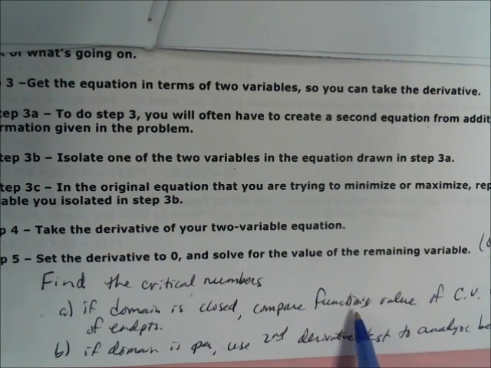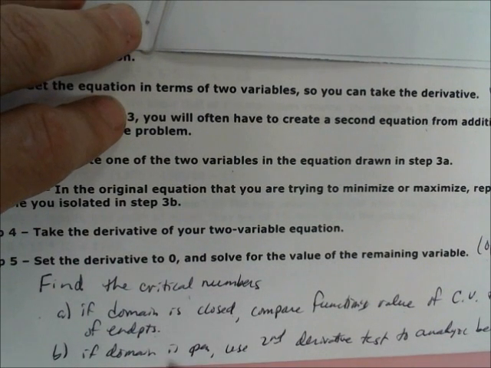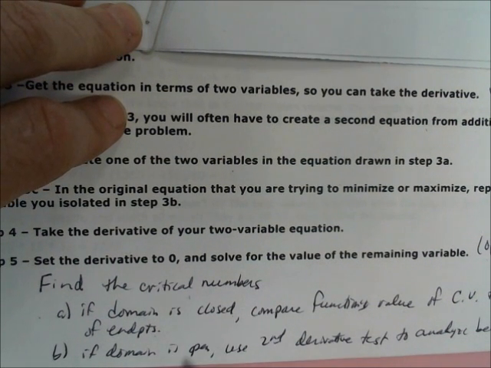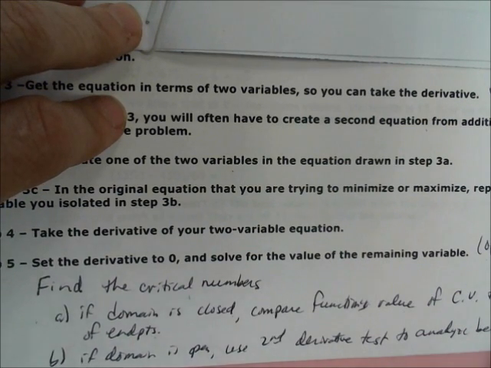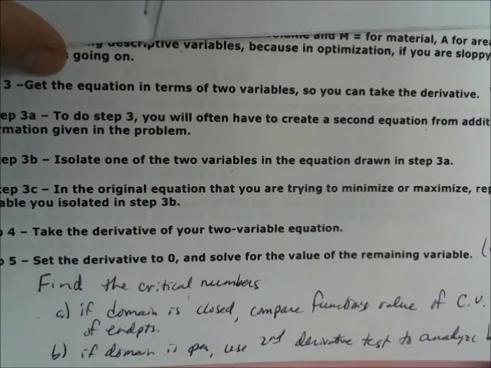So you have to compare the function's value at the critical values to that of the endpoints, because sometimes your endpoints will be what the variable's values are for this maximum or minimum problem. And if the domain is open, which means the endpoints are not included, all you have to do is do a second derivative test. And that's probably the quickest way to see if it's a maximum or minimum from the concavity.